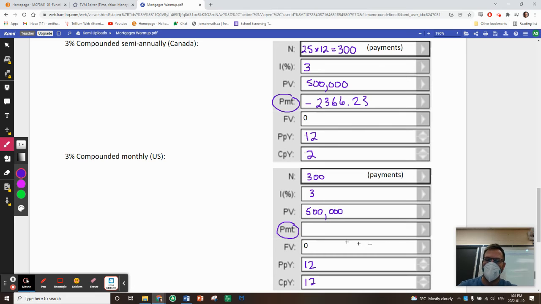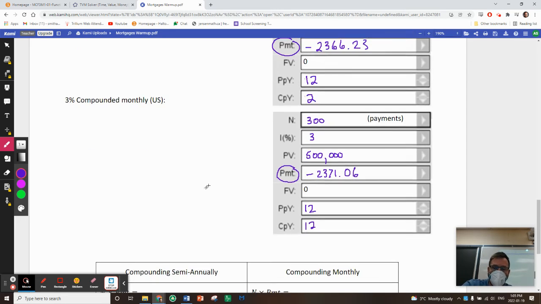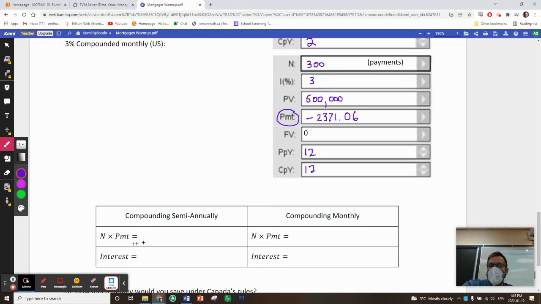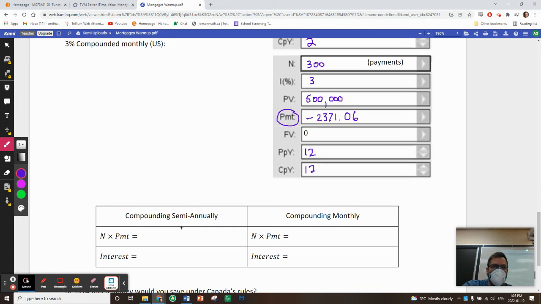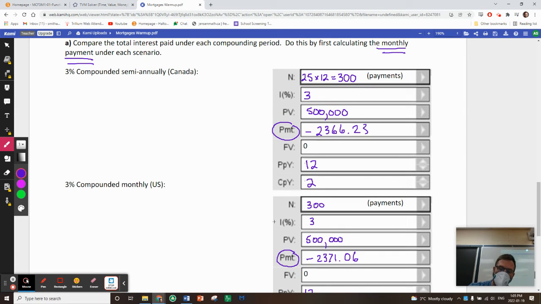2371.06 minus 2366.23. Okay, so roughly a $5 difference in the monthly payment, but let's just do a comparison and see how much we're saving. So we're going to find the total interest. Now, I don't need you guys to show me the calculation. You can just do 300 times the monthly payment. That's okay with me. If you like showing the work, go for it. 300 times 2,366.23.